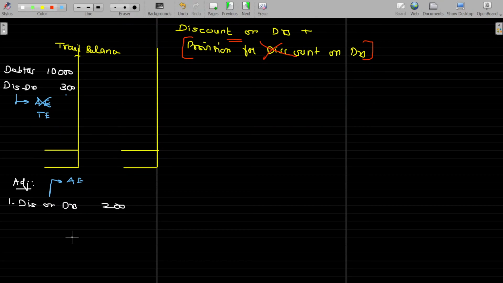Okay, just now I came to know the offer is going to be given to the debtors. No need to pay the balance amount. Okay, not at all pass the entry. Now, in such a case, the discount on debtors will come in the adjustments also. So the treatment is similar.